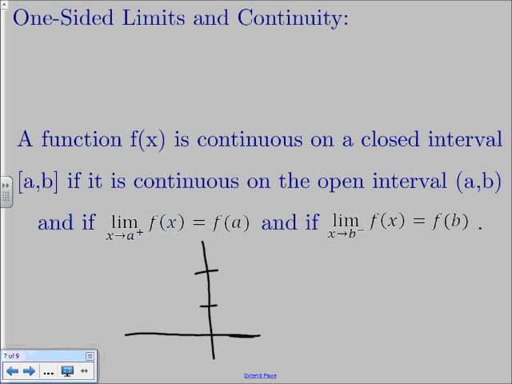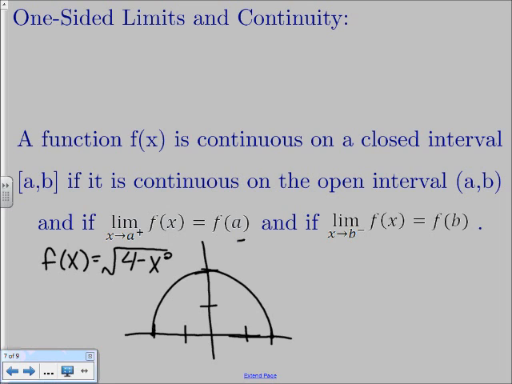So we'll draw that really fast. In case you can't remember, that function was the square root of 4 minus x squared. And our interval here would be from -2 to +2, with brackets so we include them. So to see if it's continuous on this closed interval, we first need to look at the open interval, which you can tell that there's no breaks or holes or anything in my graph, so it is continuous on the open interval from -2 to 2. So we could check that off our list.